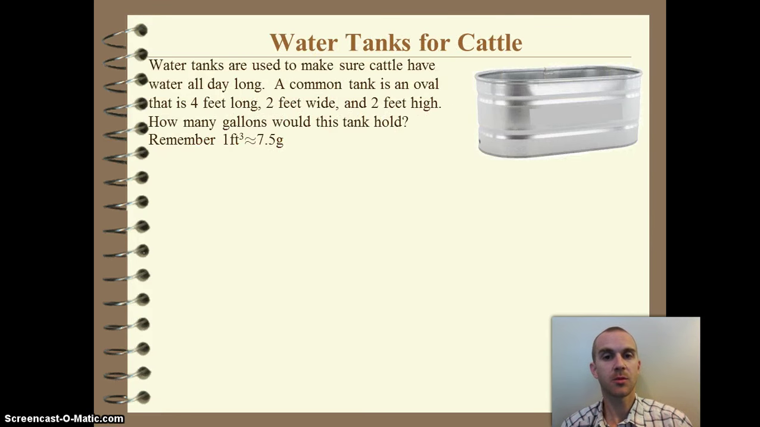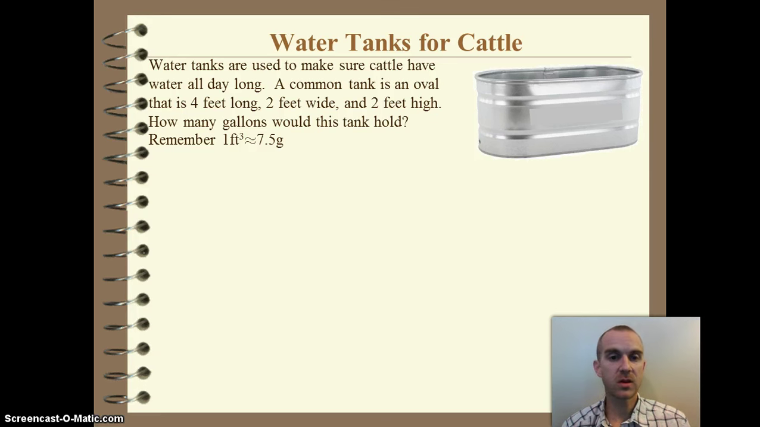Now here's a more complex problem. We use water tanks for cattle when we're trying to make sure they have water all day long. One of the common sizes for this is an oval shaped tank that is 4 feet long, 2 feet wide, and 2 feet high. So we want to know how many gallons could a tank like this hold. If we know that 1 cubic foot is about 7.5 gallons, and we often measure liquids in gallons.